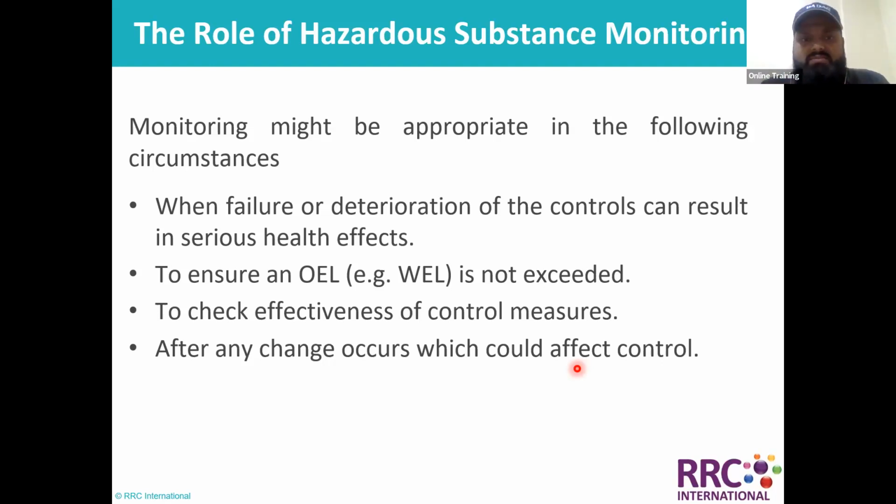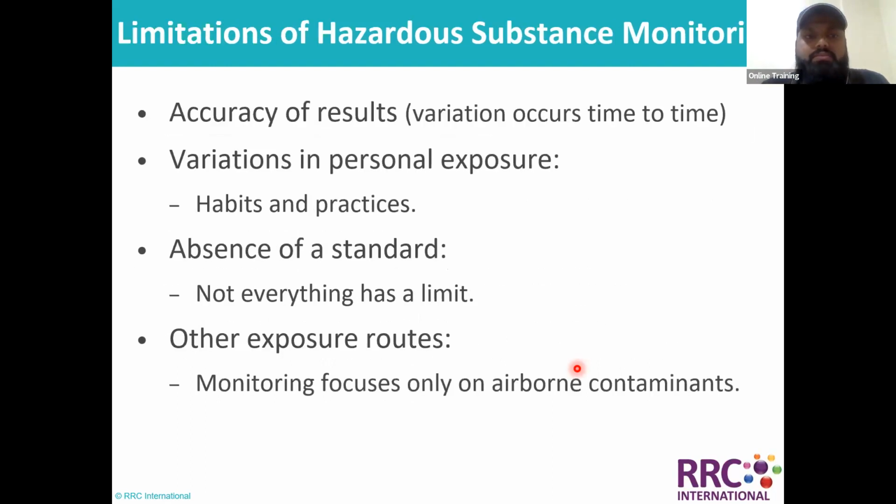So these are the reasons we are monitoring the hazardous substance. What are the limitations of monitoring hazardous substances? First of all, accuracy of result. Variation occurs from time to time. Now it is 0 ppm, after 10 minutes 1 ppm, again 0, 20 ppm, again 10, 8, 7, like that. Variation occurs from time to time because it's a gas. Whenever it comes to the sensor, only at that time is it going to be detected.